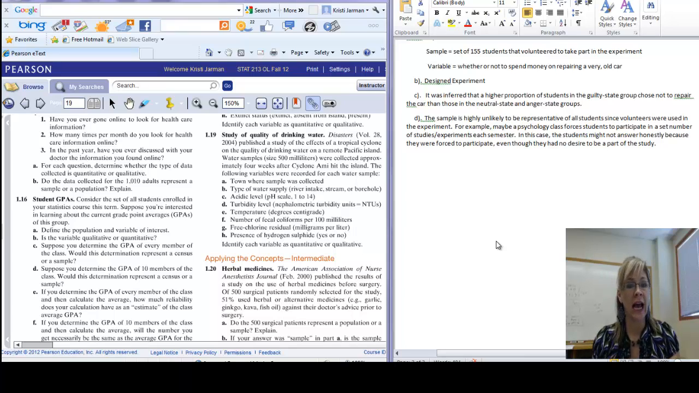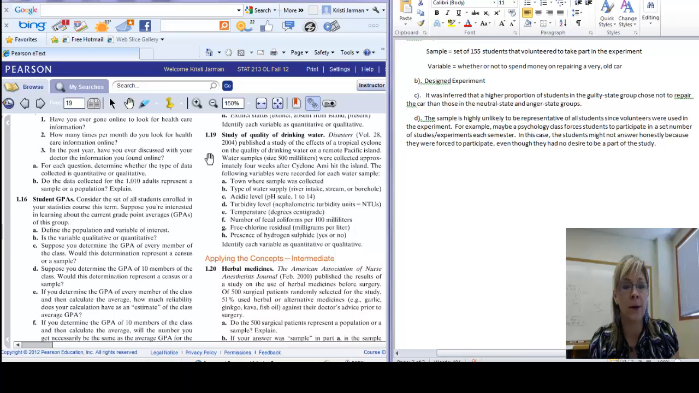So if you will look at problem number 19, you can read it along with me if you have your textbook handy. It says, study of quality of drinking water. Disasters published a study of the effects of a tropical cyclone on the quality of drinking water on a remote Pacific island. Water samples were collected approximately 4 weeks after Cyclone Ami hit the island. The following variables were recorded for each water sample.